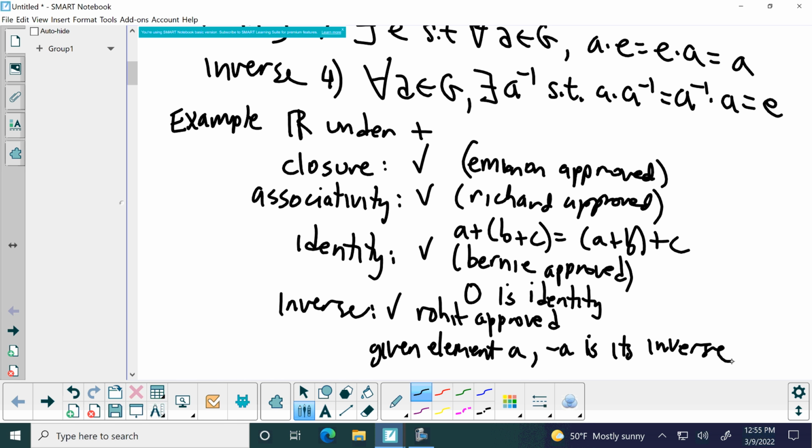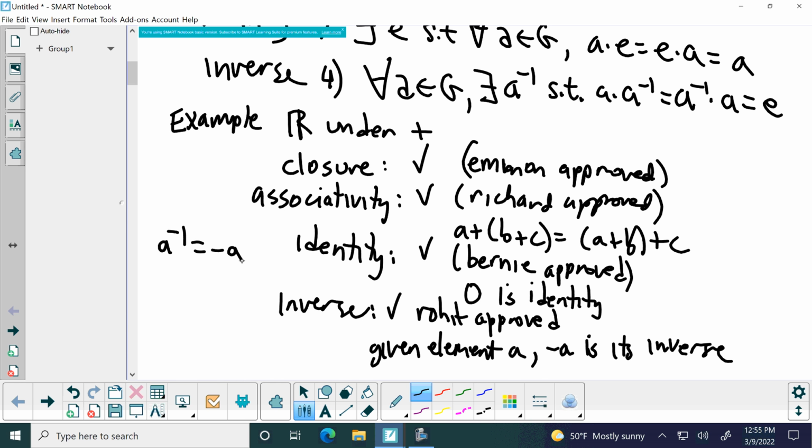You know what makes this confusing is that groups have their own notation, A to the negative 1. So what we're really saying here is that the inverse of A is equal to negative A, because A to the negative 1 is a notation from group theory meaning the inverse of A. In this case, under addition, the inverse of A is negative A.